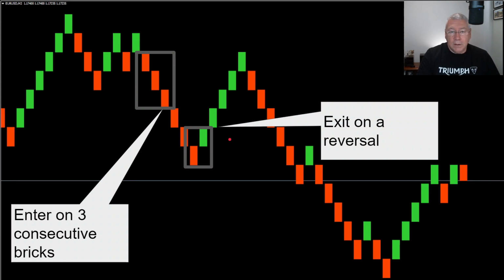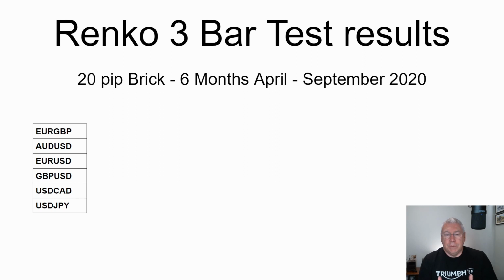And that's a very simple strategy, very easy to understand, and if you have a Renko chart installed, you can easily see when these happen. Now the test results. I wrote, as I said, an expert advisor to test this. I ran it across 6 months from April to September 2020.